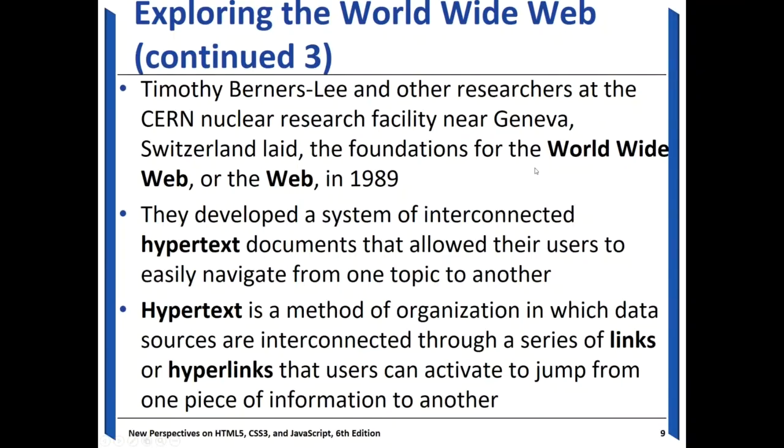Tim Berners-Lee developed the World Wide Web with other researchers at the CERN nuclear facility in Geneva in 1989. They developed hypertext documents that allowed users to navigate from one subject to another. They were able to go from one place, clicking a link that took them to another document. So hypertext is a method of organization in which data sources are interconnected through a series of links, or hyperlinks, that users can activate to jump from one piece of information to another.